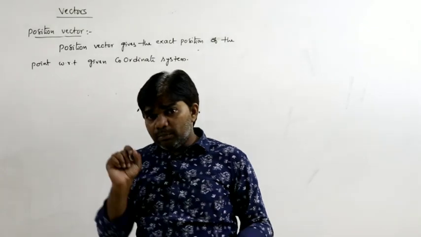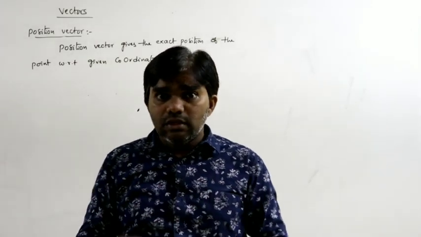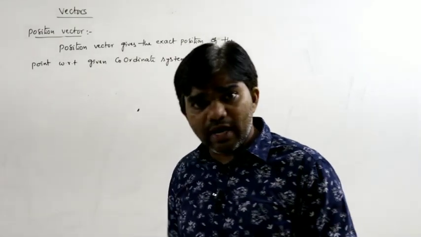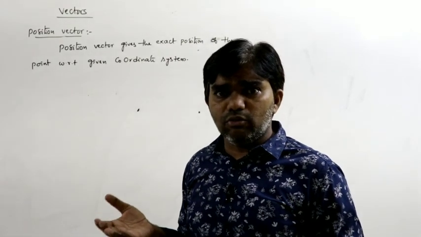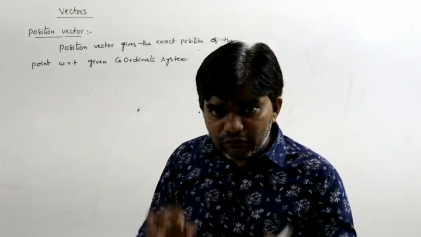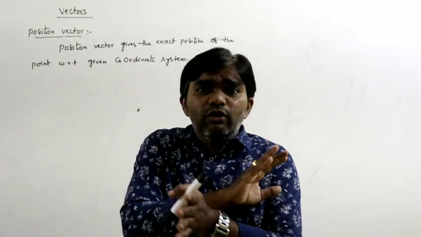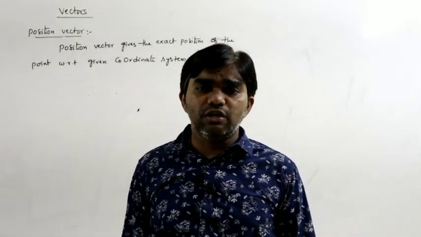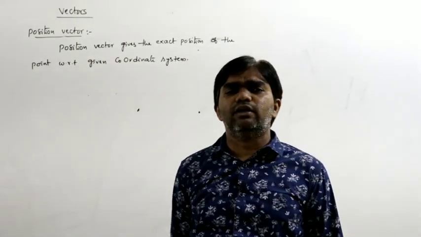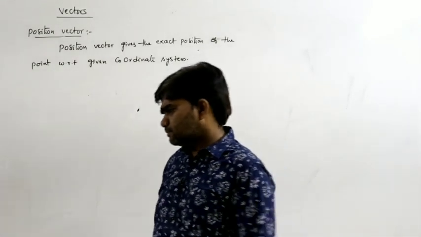To find the position vector, we must have some origin, or with respect to what? I am defining my position: x axis 2 meters, y axis 1 meter, z axis a certain amount of height. With respect to what? The origin. So to define a position vector, the reference point is compulsory. Without a reference point, we can't define a position vector. That is a very important point. The reference point is a must. For example, okay.